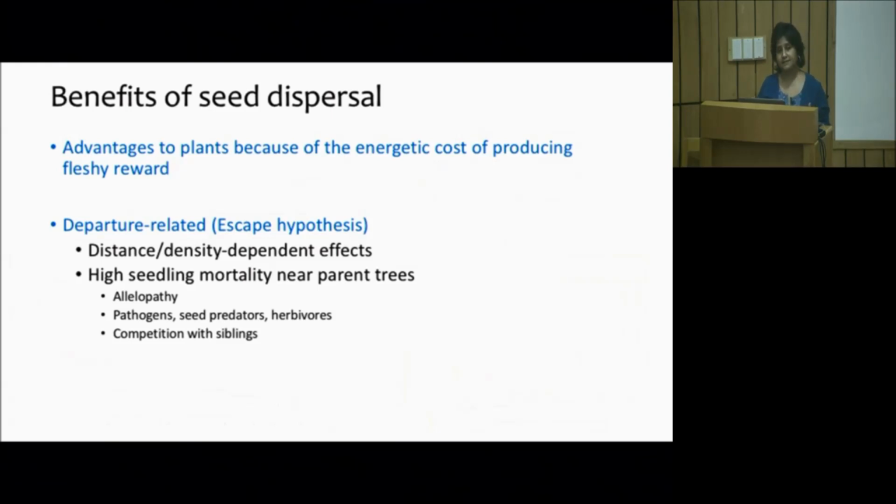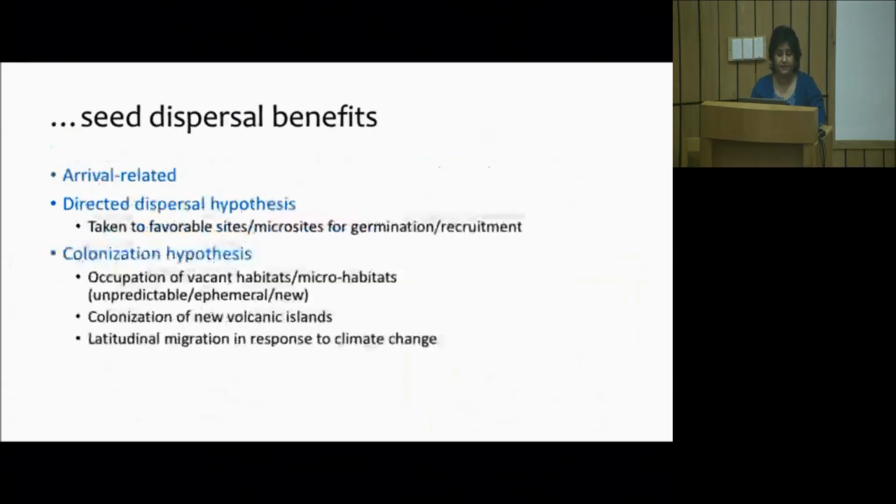Because seeds are in high densities around parent trees where the maximum fruit fall happens, there are many different players that affect seed survival. There will be pathogens, there will be seed predators. At a later stage, out of the seeds that escape mortality, there will be seedlings that are attacked by herbivores. So a number of different factors affect germination and recruitment under parent trees. It's the escape hypothesis, basically, that seeds benefit from being carried away from the parent trees.